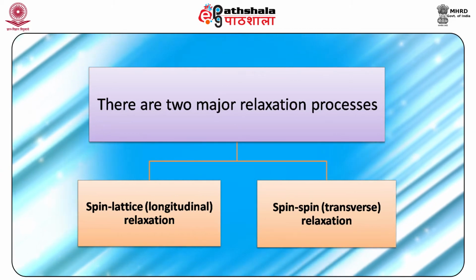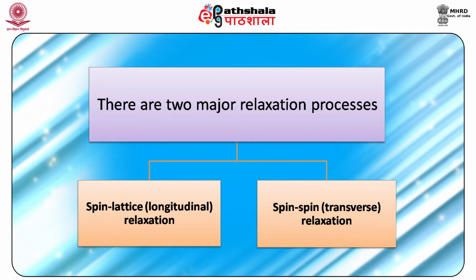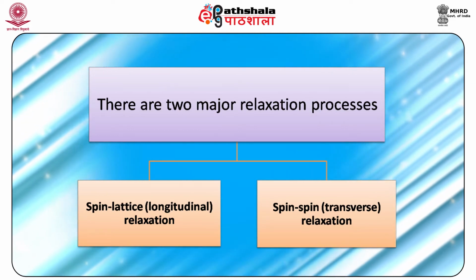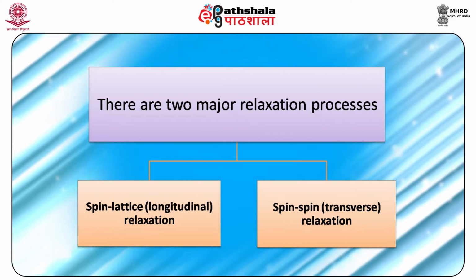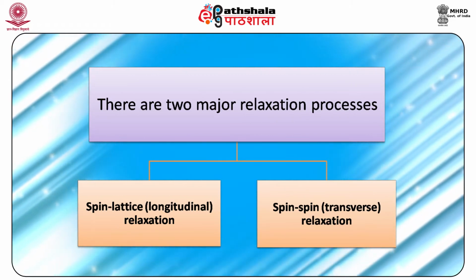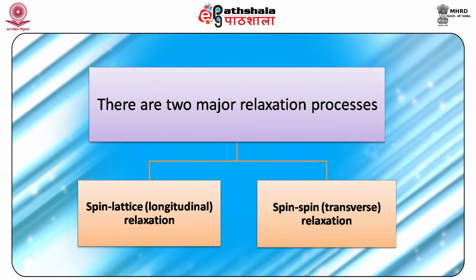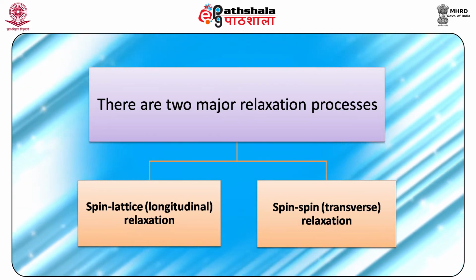Now, there are two major relaxation processes. First one is spin lattice relaxation. It is also known as longitudinal relaxation. Second one is spin-spin relaxation, which is also known as transverse relaxation process.